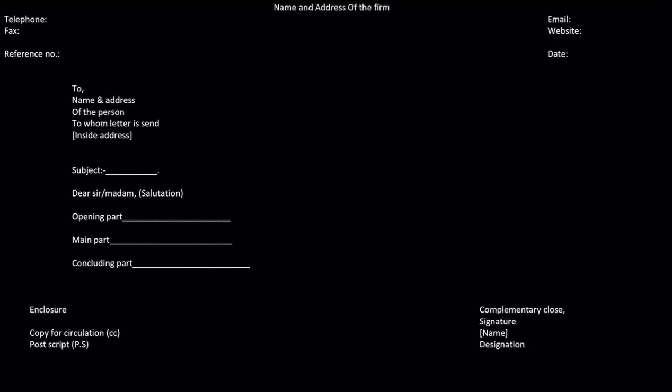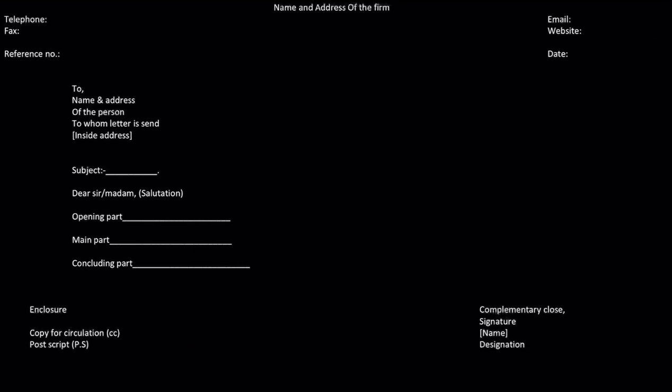Once all these things are written, next you have to write the inside address. Inside address means name and address of the person to whom the letter is to be sent. So there you will have to write the name of the person or designation of the person, and then detailed address of the person to whom you have to send the letter. So this particular section or this particular area is known as inside address.